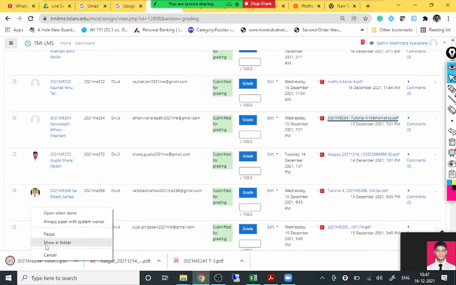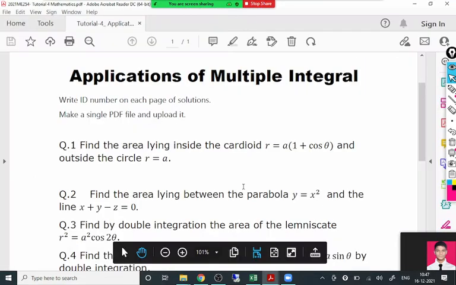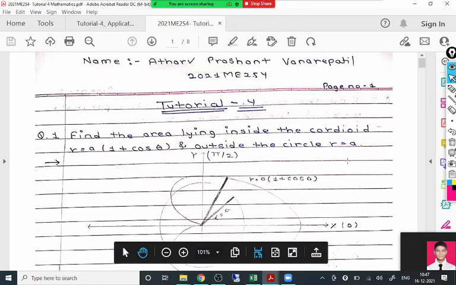Right now you note down the formula. Try to do one numerical also. Yes, good. Okay, Atharva, you have done it. Nice.